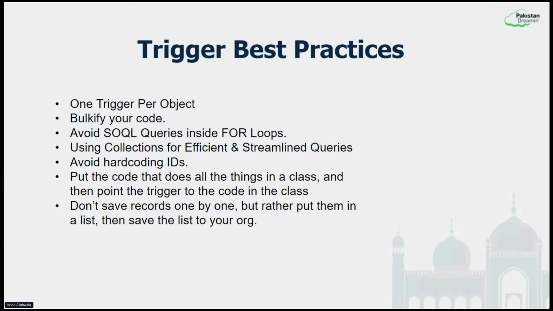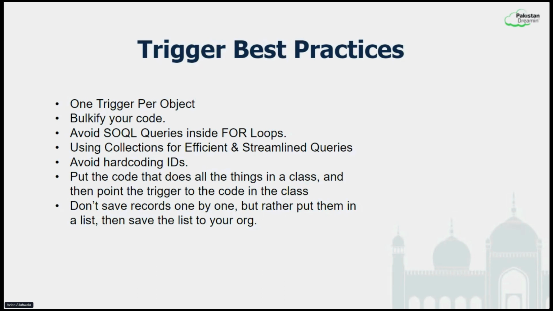If your code is not bulkified, to give you an example, avoid SOQL queries inside for loops. If you're writing a SOQL query in a for loop, in Salesforce we have a limit of not more than 100 SOQL queries in a transaction, and not more than 150 DML. So if you have a SOQL query in a for loop, and if your for loop is running, let's say, 150 times, you'll hit governor limits. Your trigger will not work. So you have to keep these things in mind.